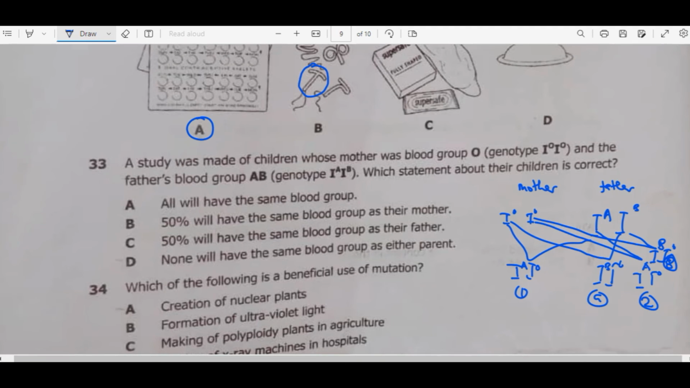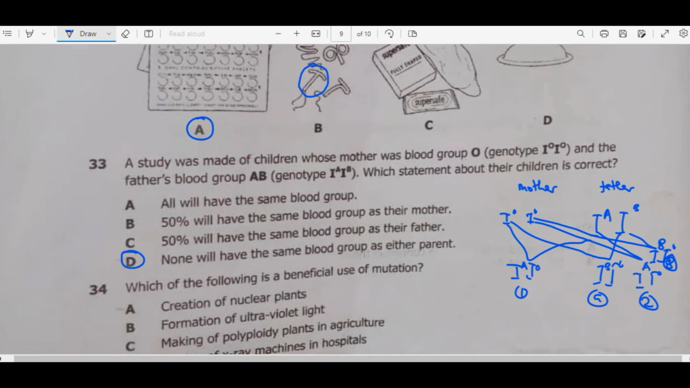So let us look at the answers given. All will have the same blood group? No, because you find that they differ: O and B, O and A, they differ. 50% will have the same blood group as their mother? No. 50% will have the same blood group as their father? No. None will have the same group as either parent. When you look at this explanation given in the form of a genetic diagram, it will help. So the answer there is D.